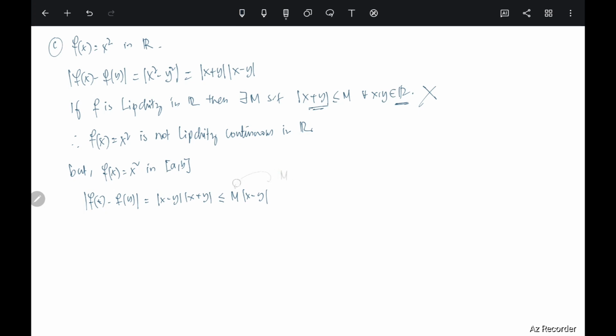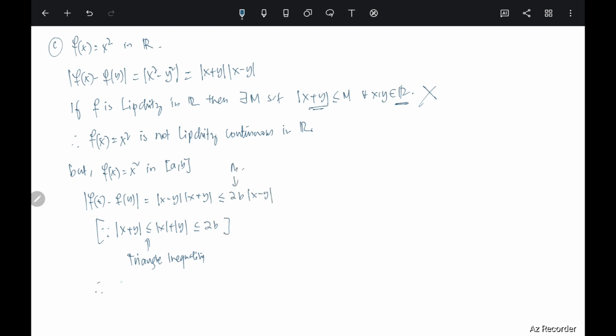Okay, so basically let me write it this way. Let me do it properly. You see here, since mod x plus y is always less than or equal to mod x plus mod y, this is the triangle inequality, right? Hence you see this is less than or equal to, and mod x is always bounded by b, right? So this is always bounded by 2b. So this is 2b times mod x minus y. Okay, so this is your M.